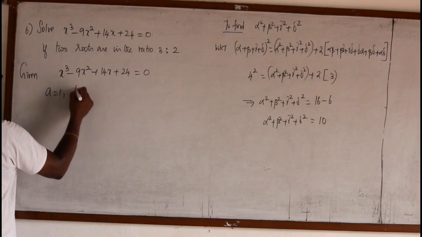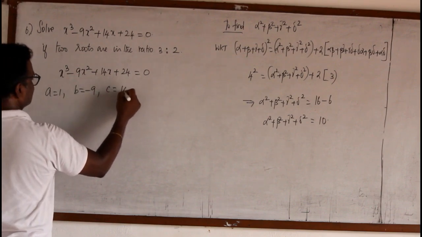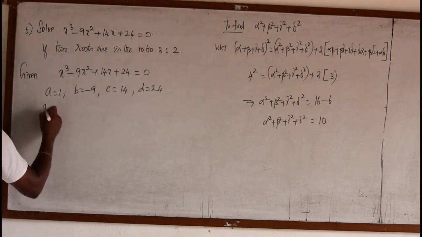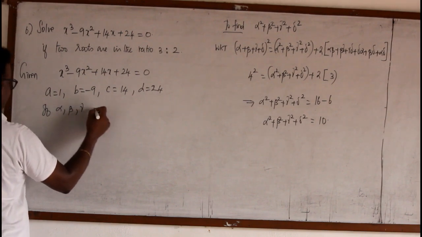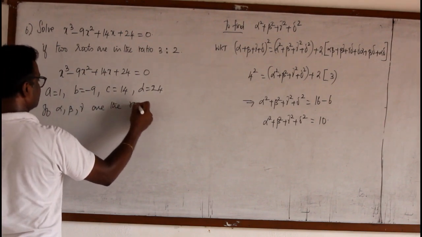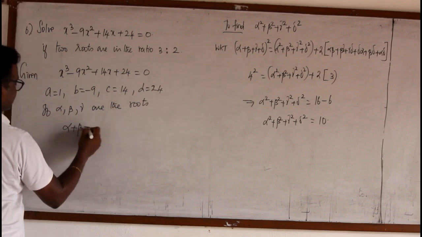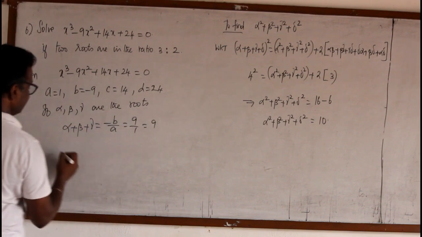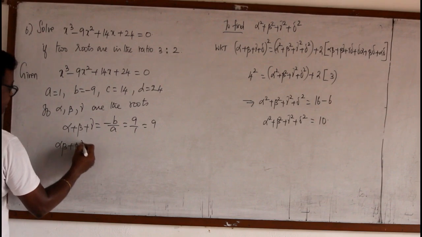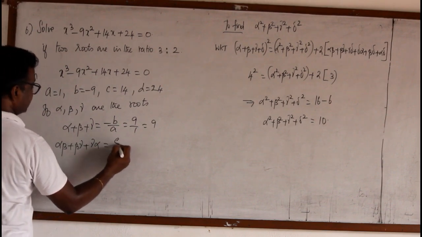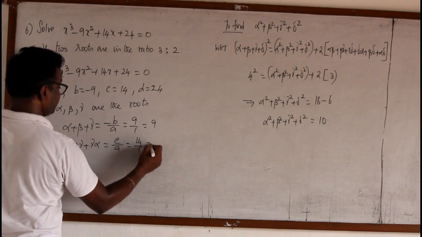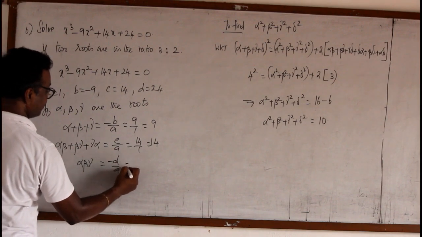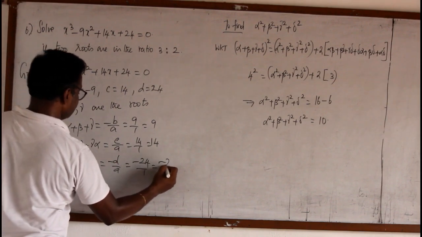then a equal to 1, b equal to minus 9, c equal to 14, d equal to 24. If alpha, beta, gamma are the roots, then the sum of the three roots, alpha plus beta plus gamma, is minus b by a, which is 9 by 1, that is 9. Alpha beta plus beta gamma plus gamma alpha is 14, and the product of the three roots is minus d by a, which is minus 24 by 1, that is minus 24.